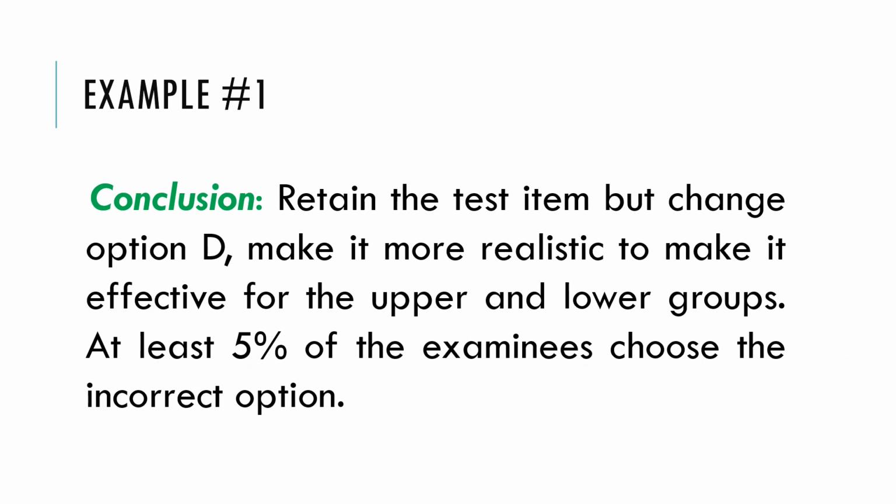Okay. Next, as a conclusion for example number 1, retain the test item. No, we have to retain the test item. We don't have to change it, but we have to change option D. Make it more realistic to make it effective for the upper and lower groups. At least 5% of the examinees choose the incorrect option para masabi nating okay na yung distractor. Now, if you are going to look at letter D, 0 yan. No? Naka-0 na siya. So, wala talagang kumuha for particular D.